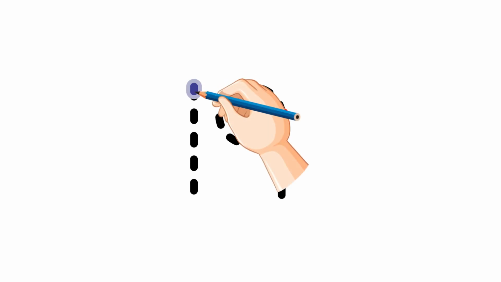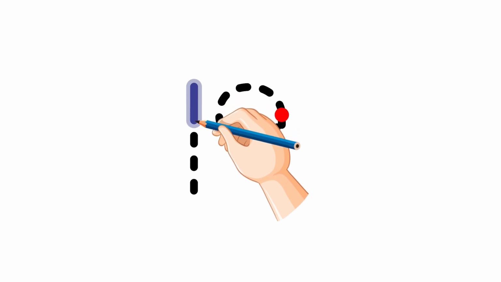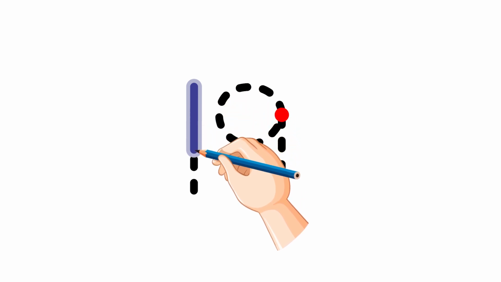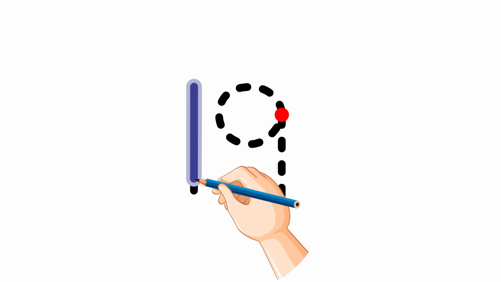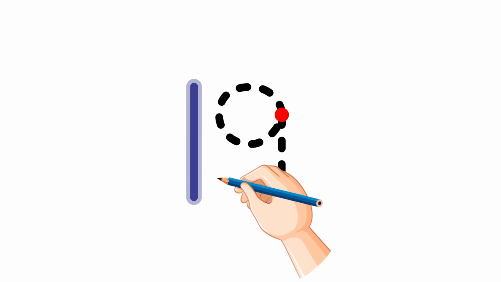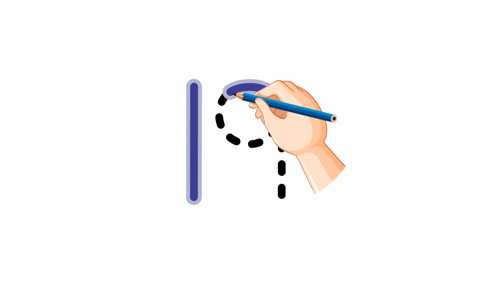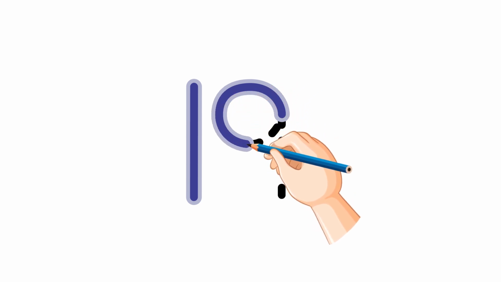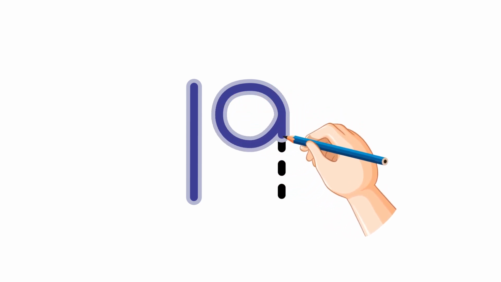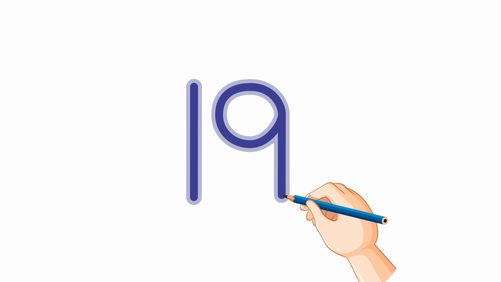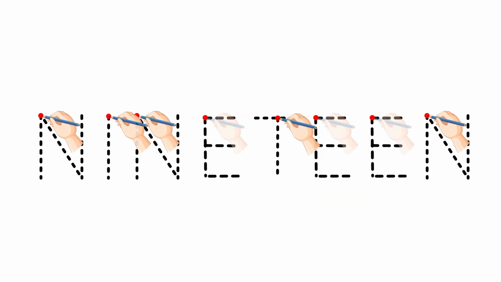Let's learn to write number 19. We can write it in numbers and in words. You can see the red dot. Place your pencil on the red dot and move it on the other dots. It is very easy.